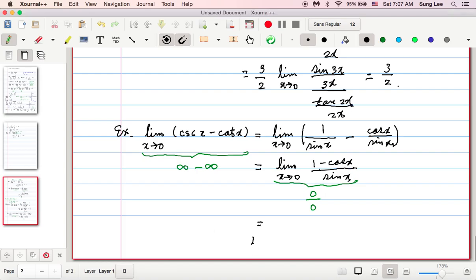So by L'Hopital, that's going to be the limit as x goes to 0 of the derivative of the numerator, which is sine of x, and the derivative of the bottom part, which is cosine of x. So that's tangent of x, as a matter of fact, right? But you don't have to convert it to tangent though. When x goes to 0, what happens? That's 0. Okay, so that's 0.